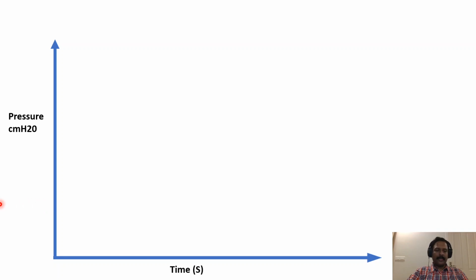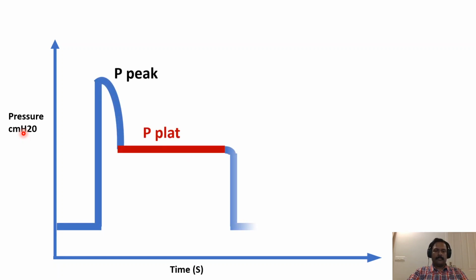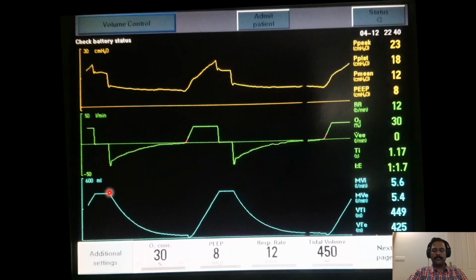So this was the graph which I explained in the last session. We have time on the x-axis and pressure on the y-axis, and this is how the graph looks when you are starting the ventilator. You have a high pressure which is known as the P peak, the peak pressure. You have a P plateau, which is the pressure that remains constant during the inspiratory hold, and this difference is going to be your PEEP.